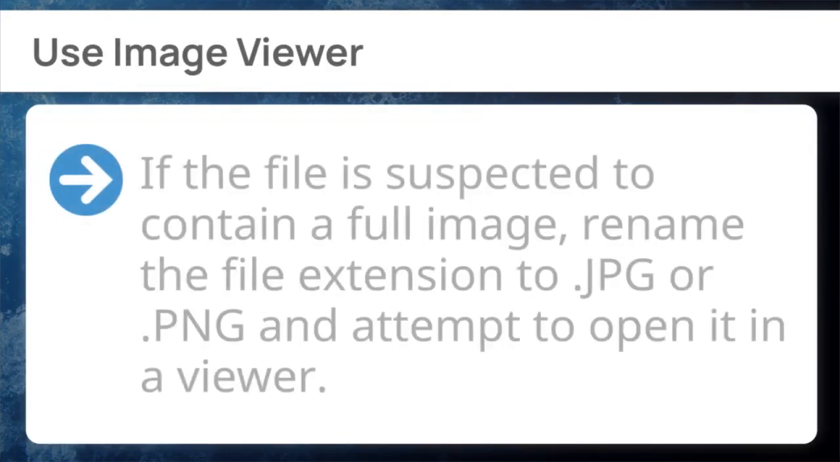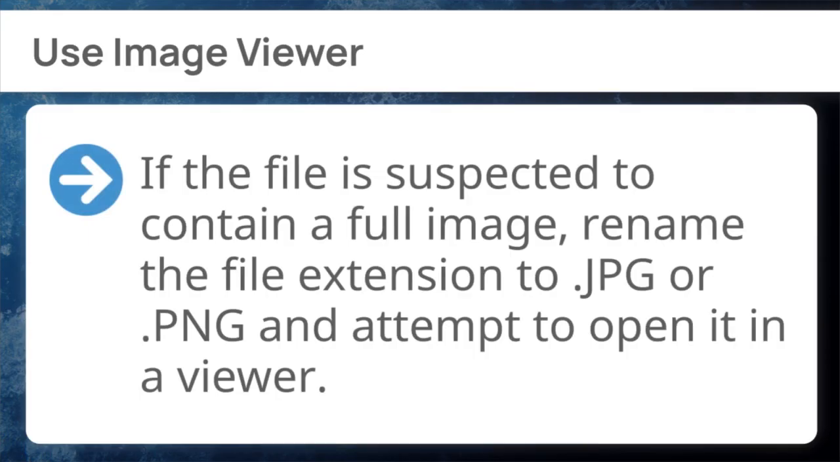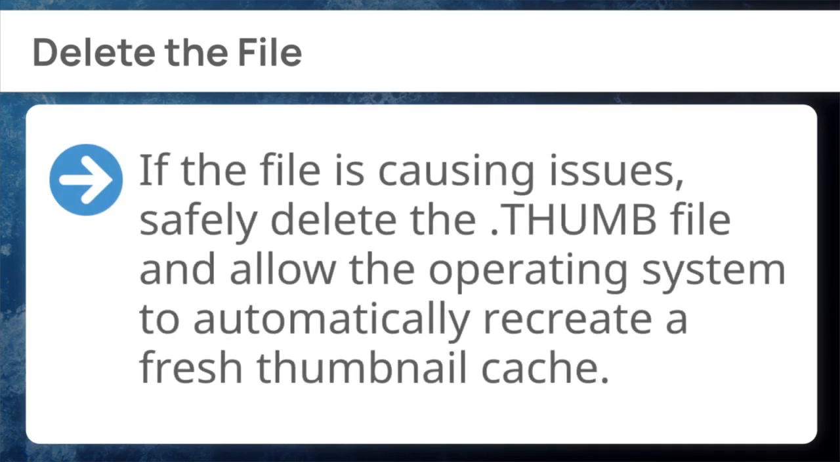Next, use Image Viewer. If the file is suspected to contain a full image, rename the file extension to JPG or PNG and attempt to open it in a viewer. Finally, delete the file. If the file is causing issues, safely delete the thumb file and allow the operating system to automatically recreate a fresh thumbnail cache.